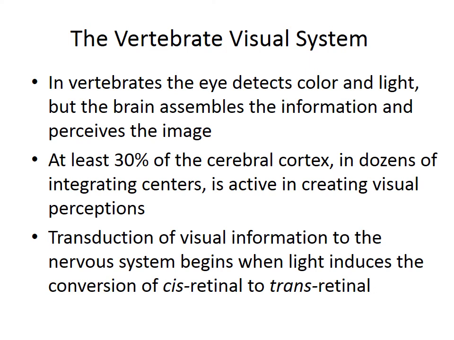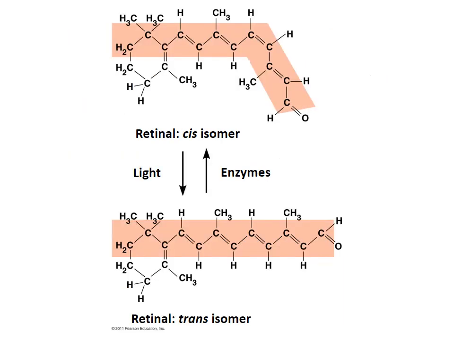Transduction of visual information to the nervous system begins when light induces the conversion of cis-retinol to trans-retinol. So those cis bonds are back again. Here's retinol in the cis isomer form, and light will act on it, and a bunch of enzymes will help it, and it will become the trans-retinol. So this cis bond is going to go away and it'll become straight. Enzymes will make it go back to the cis isomer form.